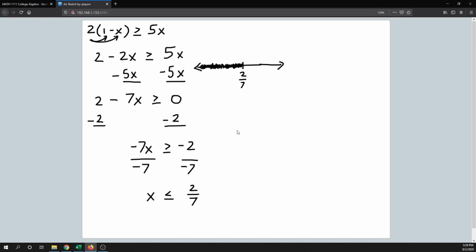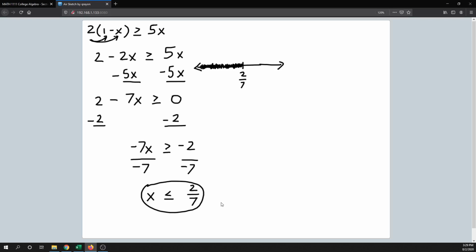And the thing is, if you erased all this work that we did and somebody just saw this graph right here, it would be pretty clear that all of the solutions are over here on the left side of 2/7. But it would be really hard to tell whether or not you meant to include the 2/7 as a solution. Now for us, if we see this part down here, x is less than or equal to 2/7, it's really easy to tell that we mean to include 2/7.